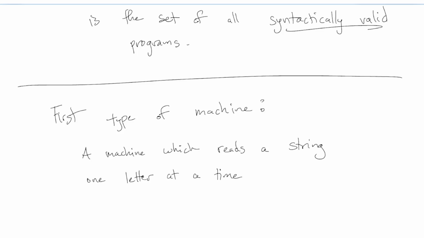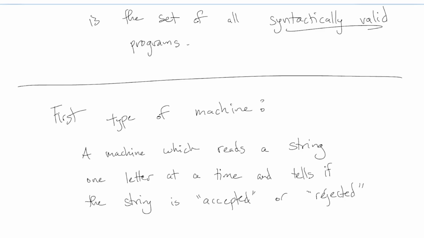But anyway, a machine which reads a string one letter at a time and tells if the string is accepted or rejected. So you could imagine this as a very simple type of compiler, which doesn't actually run the program, but at least reads through it and tells you, is this valid or not? That's all it does, all right? A machine which reads a string one letter at a time and tells if that string is accepted or rejected.